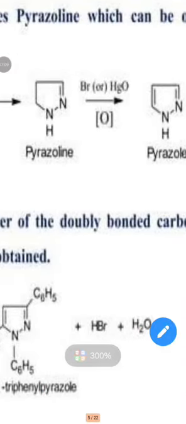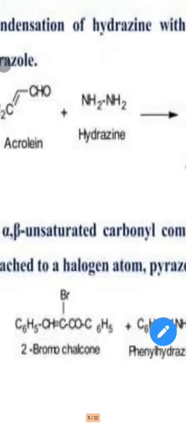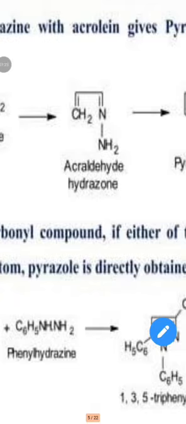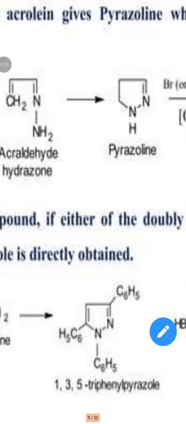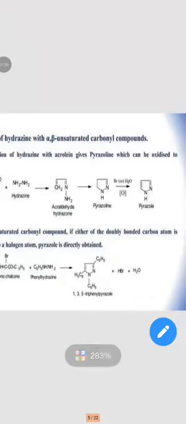Pyrazoline is obtained, and then it is oxidized with bromine or mercuric oxide to form pyrazole. So acrolein is reacted with hydrazine to form acraldehyde hydrazone, then it is converted into pyrazoline, and then oxidized with bromine or mercuric oxide to form pyrazole.